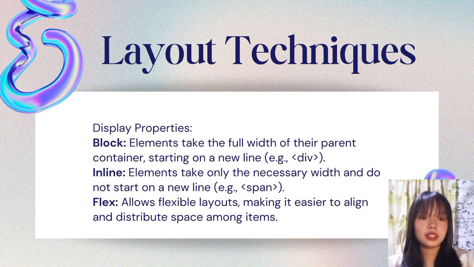So display properties, we have three: block, which are elements that take a full width of their parent's container, starting on a new line; inline elements take only the necessary width and do not start on a new line. This allows flexible layouts, making it easier to align and distribute space among items.